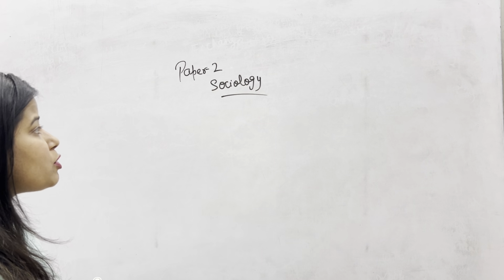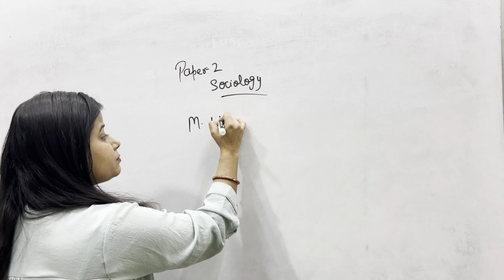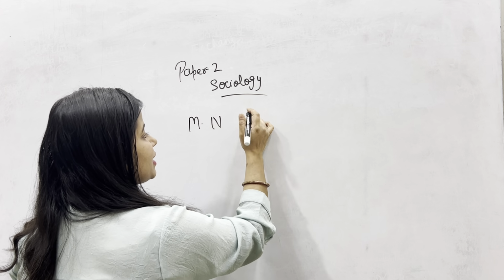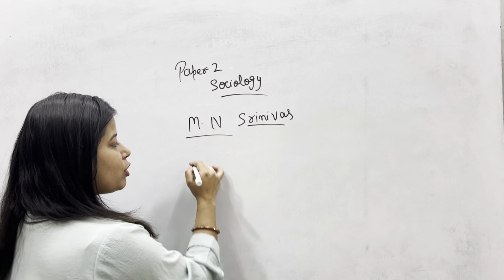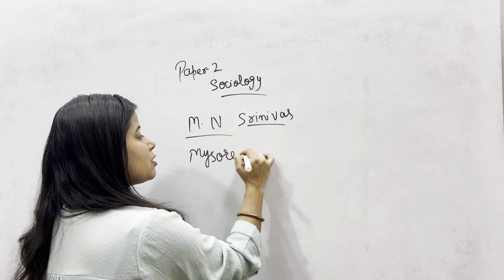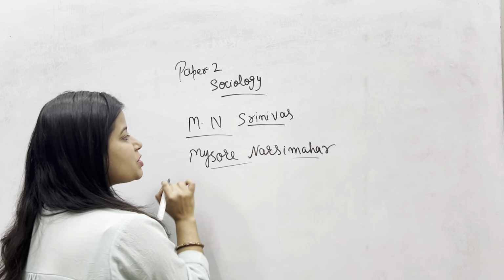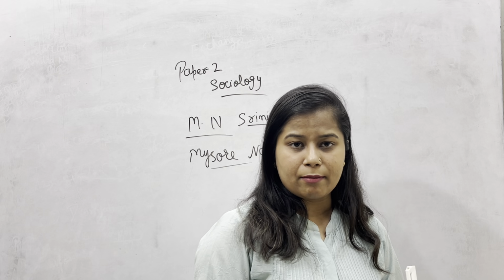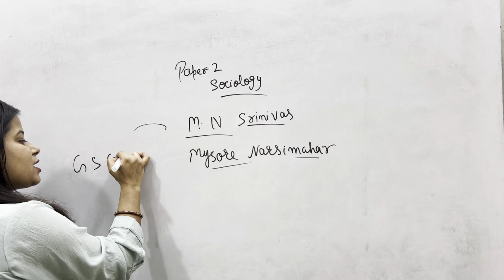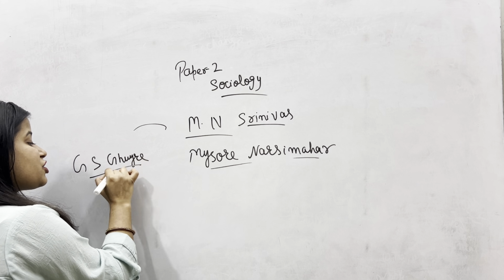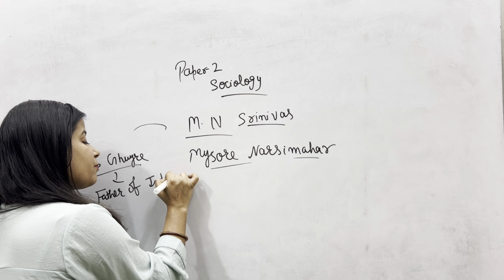Okay, so what is the topic that we are going to take? We are going to talk about the famous eminent personality M.N. Srinivas, whose full name is Mysore Narasimhachar Srinivas. Now, why is this personality important? Before M.N. Srinivas, the person who studied Indian society was G.S. Ghurye, who was also known as the father of Indian sociology.